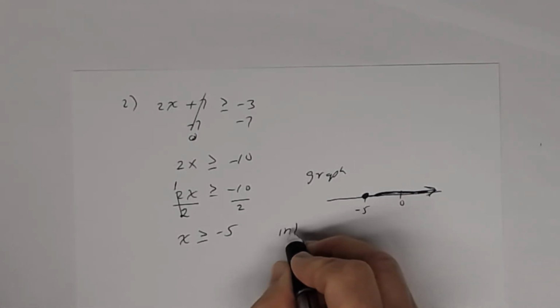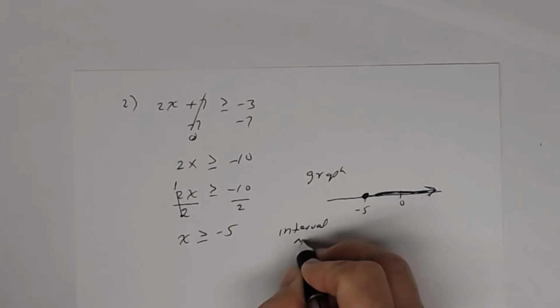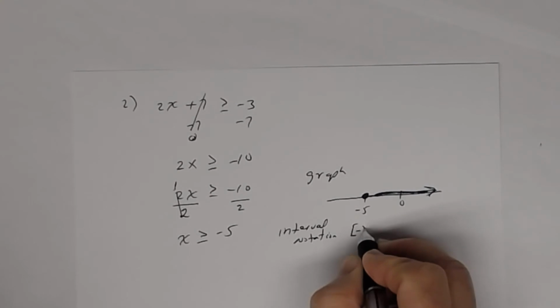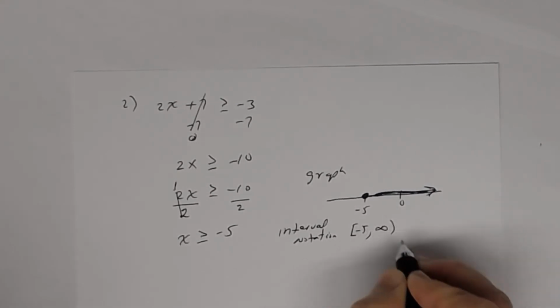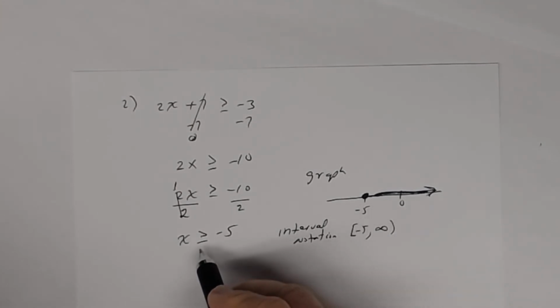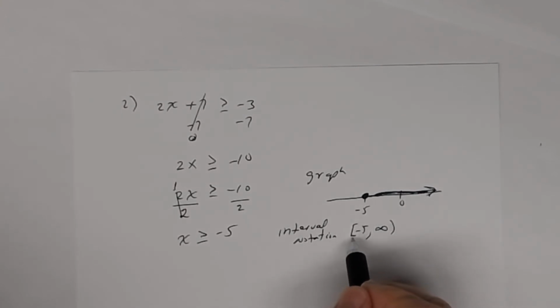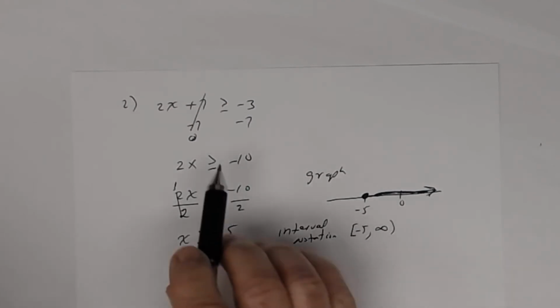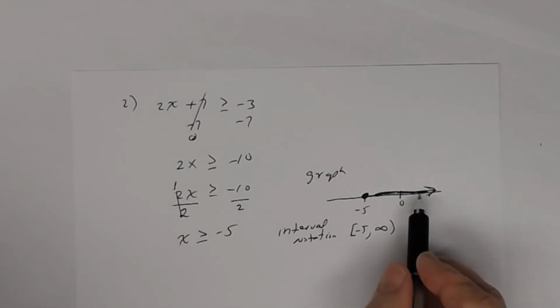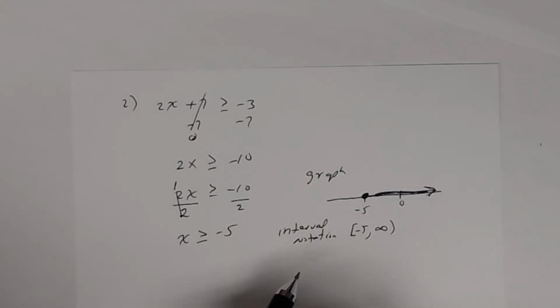And then interval notation. Your interval notation is bracket negative 5 all the way to infinity. Always remember that whenever you're dealing with infinity or negative infinity, it's always parentheses, regardless of whether there's an equal sign or not. There's a bracket at negative 5 because there's a closed circle, meaning negative 5 is a solution. Any number that's shaded is a solution to the original statement.